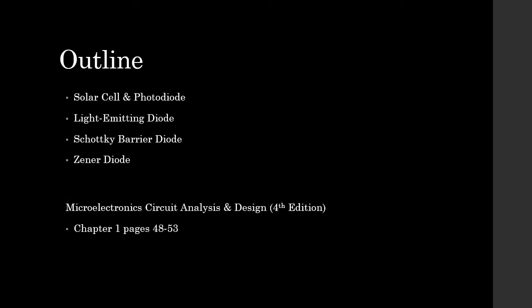Kicking off, we'll be looking at the solar cell and the photodiode, followed by the LED or light emitting diode. Then we're going to look at the Schottky barrier diode, and finally the Zener diode. Now, students, refer to your textbook, Chapter 1, pages 48 and 53, if you need any clarification on this lecture. And remember, anything said or done in this lecture can and will probably be used as a question in the test or exam.